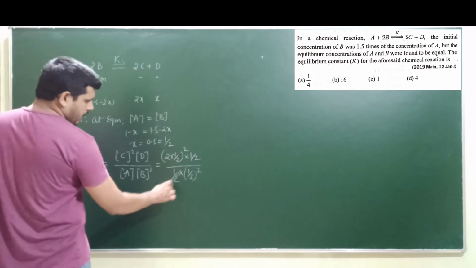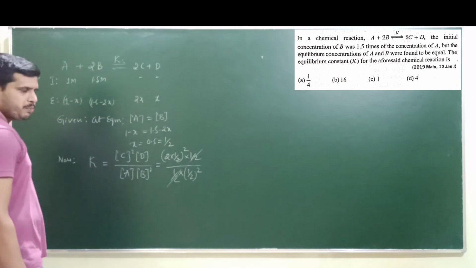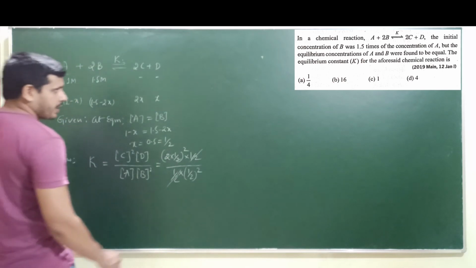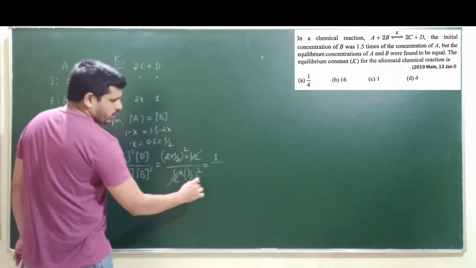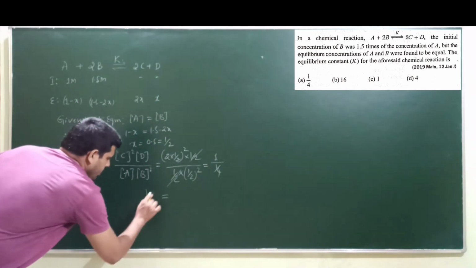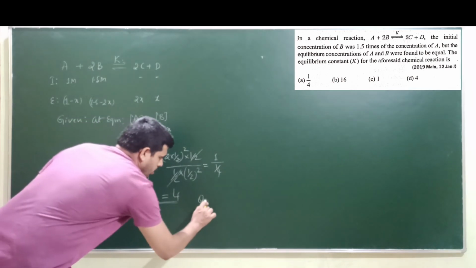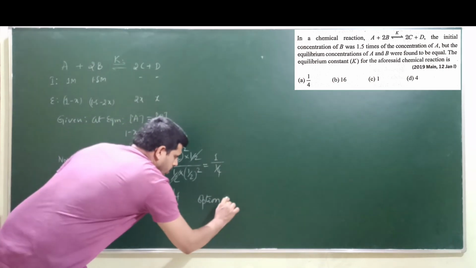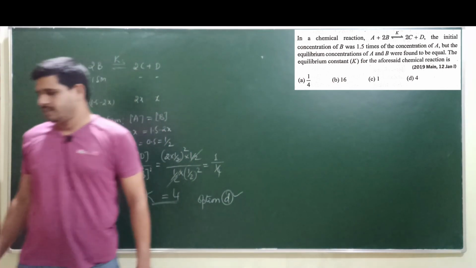So this is nothing but half gets cancelled. 2 into 1 by 2 is 1. 1 square is 1. So I can write this as equal to 1 divided by 1 by 2 the whole square, which is 1 by 4. So K is equal to 4, the equilibrium constant, which is option D. D is the right choice. That's it.